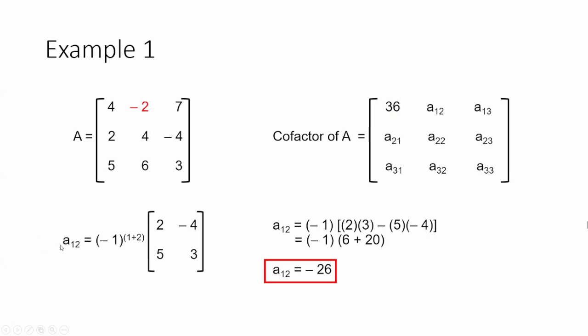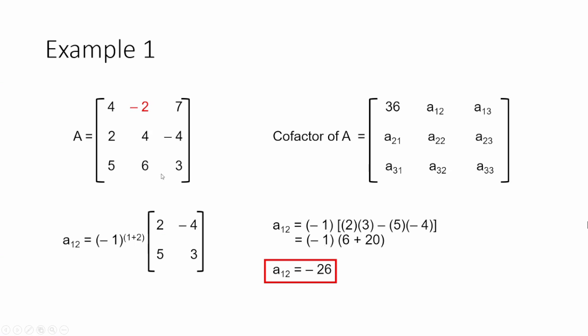So, doon na tayo ngayon sa A12. Ang shortcut yun is positive, negative, positive, negative, positive, negative, positive, negative, positive. Pero, sundin natin yung formula. A12 is equal to negative 1, 1 plus 2. So, makuha mo na yung 1 plus 2. So, ang 1 plus 2 is equal to 3. So, negative 1 raised to the third is equal to negative 1. Kasi negative 1 times negative 1, positive 1 times negative 1, negative 1.